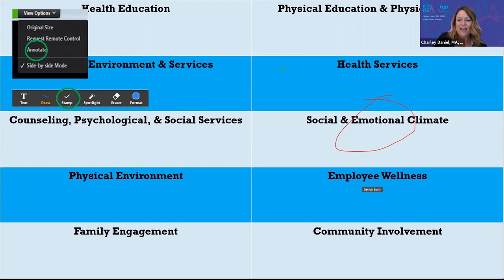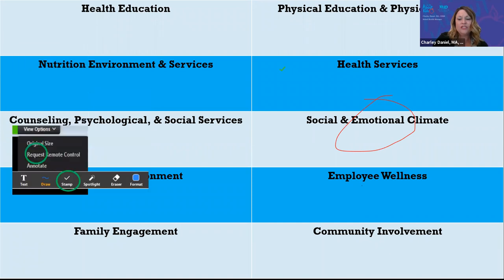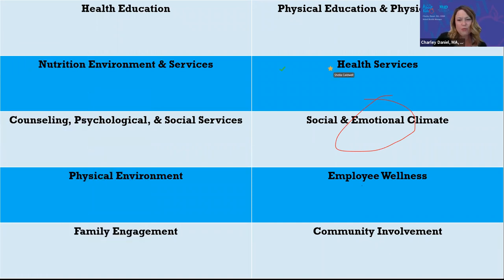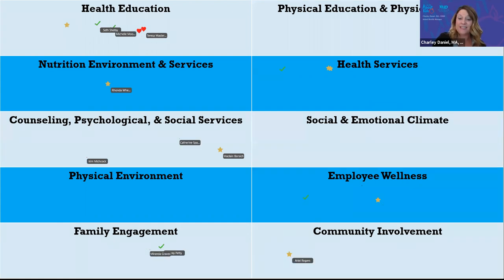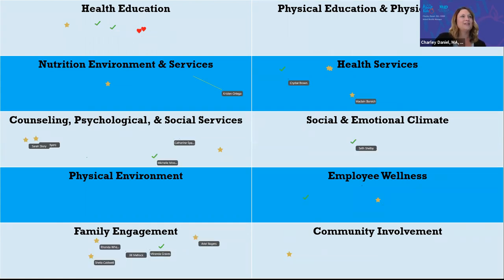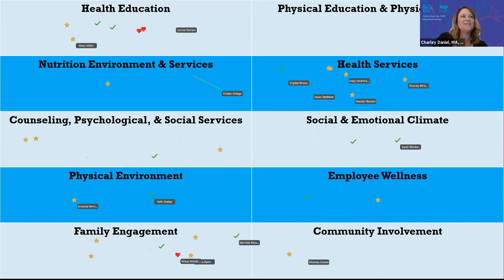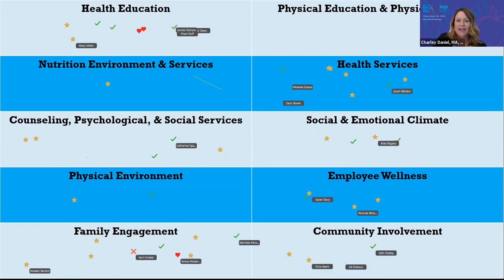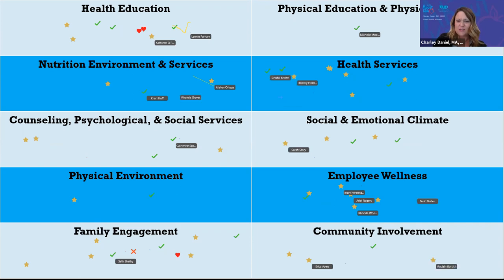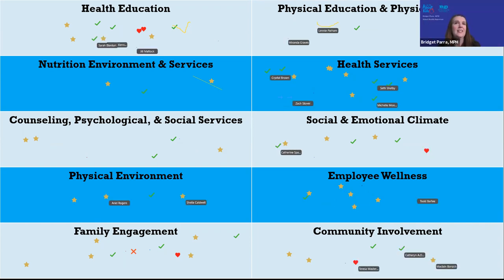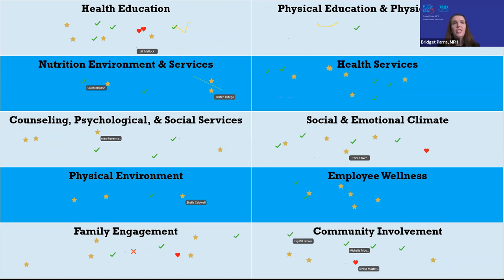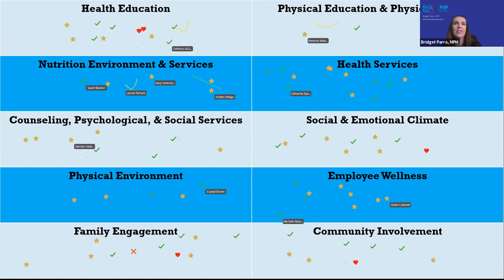whatever you prefer. And then we want you to look at this and stamp in the component area which your school or district may need more focus. So as we go through this presentation today, we want you to really focus on that area and maybe think of other community partners that could come in and assist with this. So I'm going to give a little bit of time for you to select that priority area that you really want to focus on this school year. And if you don't have access to that annotate tool, again, in the chat, please just put the component that you want to focus on.